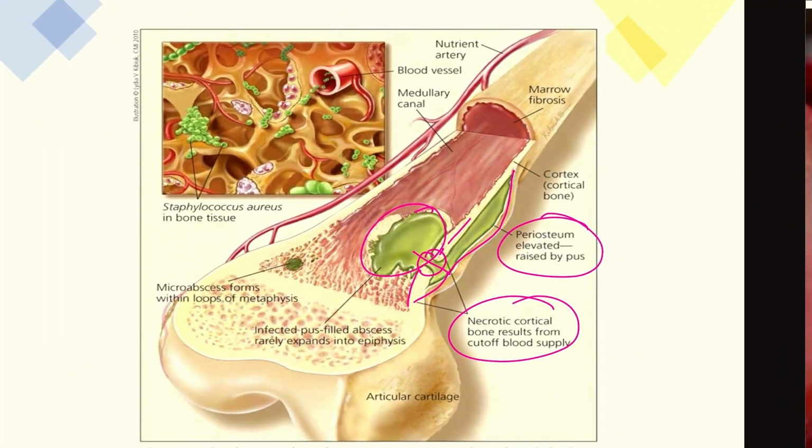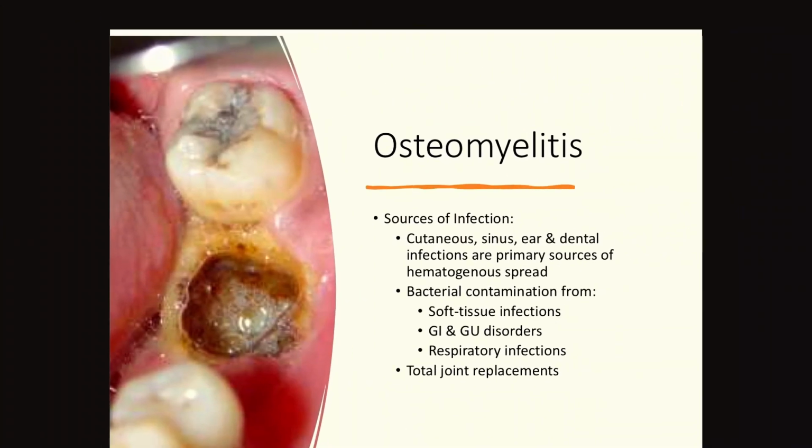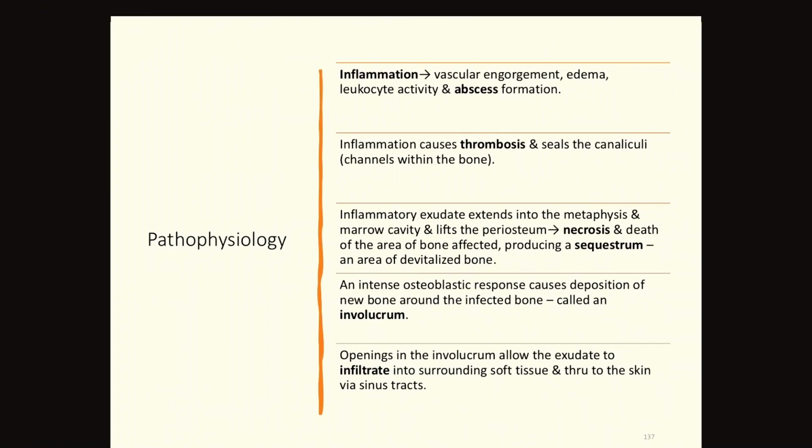The abscess in the bone marrow starts to spread through these little sinusoids and makes its way out to the cortical bone. Other sources of infection: osteomyelitis can come from the gums, cutaneous issues, sinus, ear, and dental infections, which are primary sources of spread. Soft tissue, GI, GU, and respiratory infections can also get things in there. Total joint replacements can also cause osteomyelitis. You're putting a foreign body into an area, and if it wasn't totally clean, stuff can happen. So there are some underlying causes of osteomyelitis.